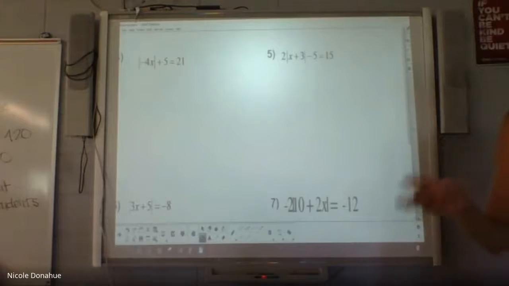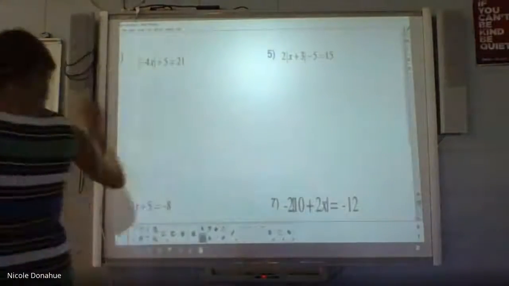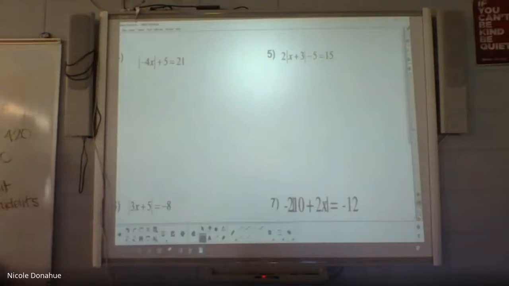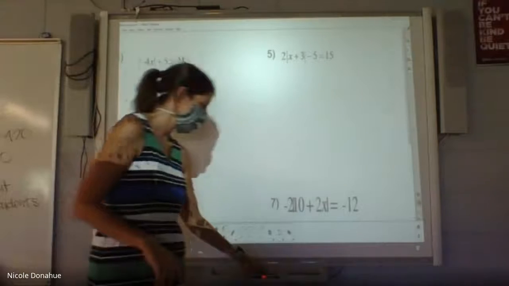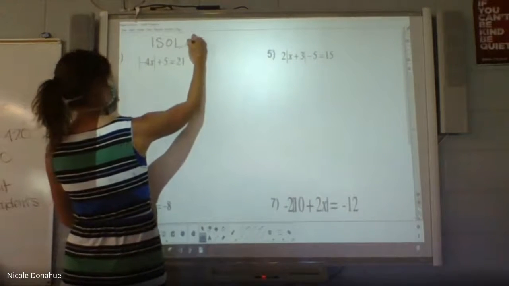The backside is the kind of problem I tried giving you guys outside, and you really weren't ready for it yet. I was like, so what's different about these, or at least the top two, compared to the ones we're doing outside in the front of the paper? Yeah? Absolute values, and it's on the other side of the equation.